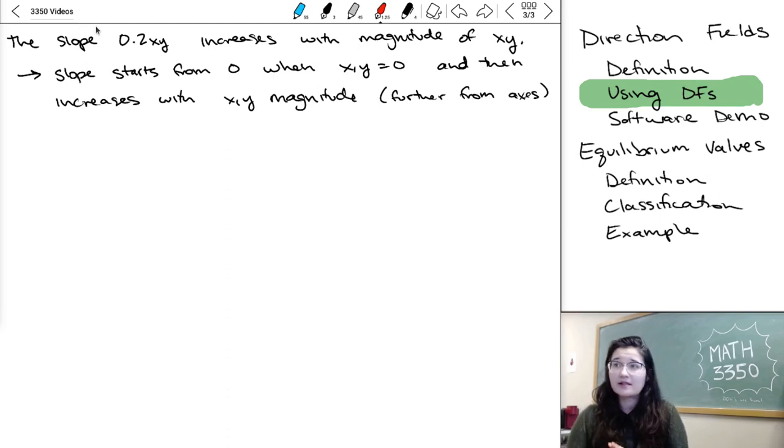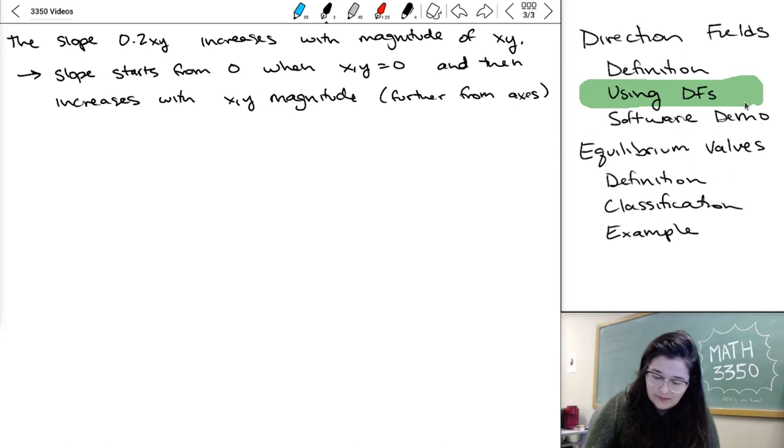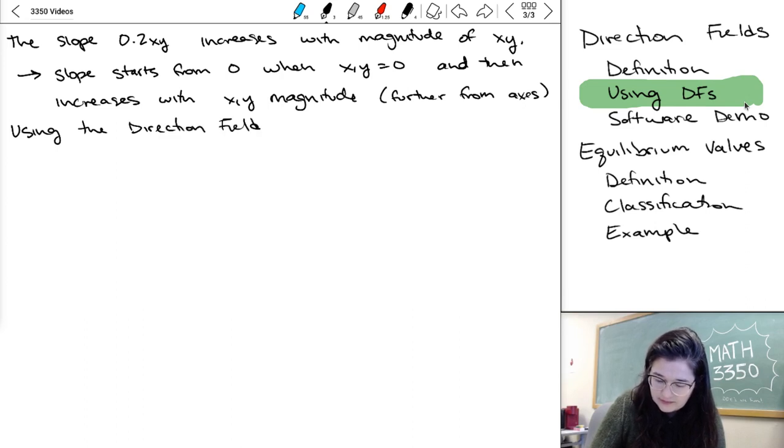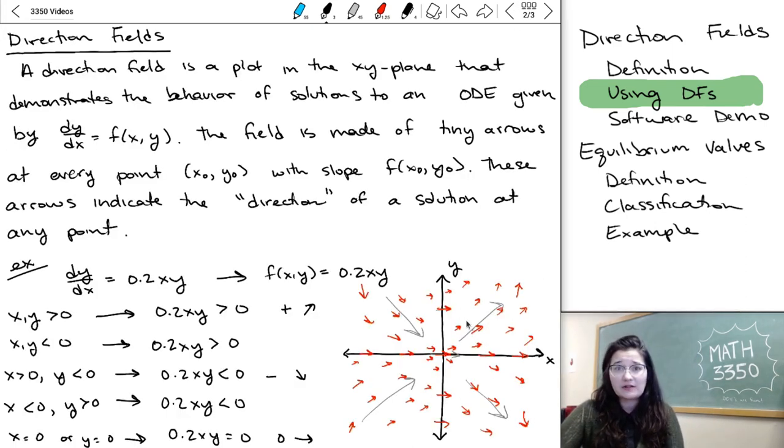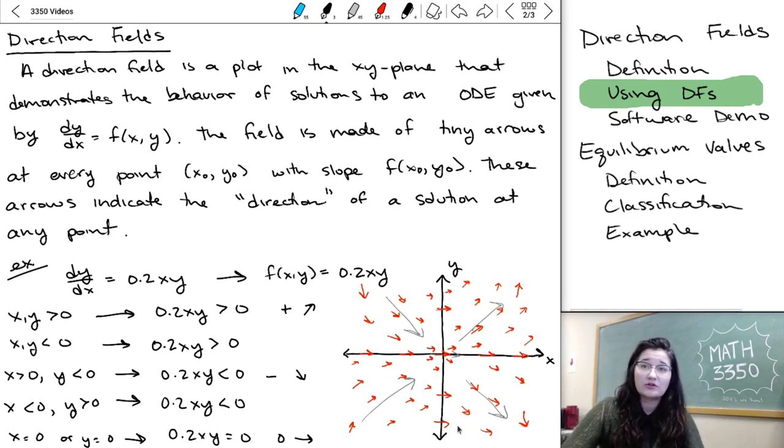All right, so next up we're talking about how to use direction fields. Using the direction field. So last video we created this direction field, but I told you that we would use this tool to learn something about the solution to a differential equation. Right now this doesn't seem to tell you that, and so we need to know how to use this graph.